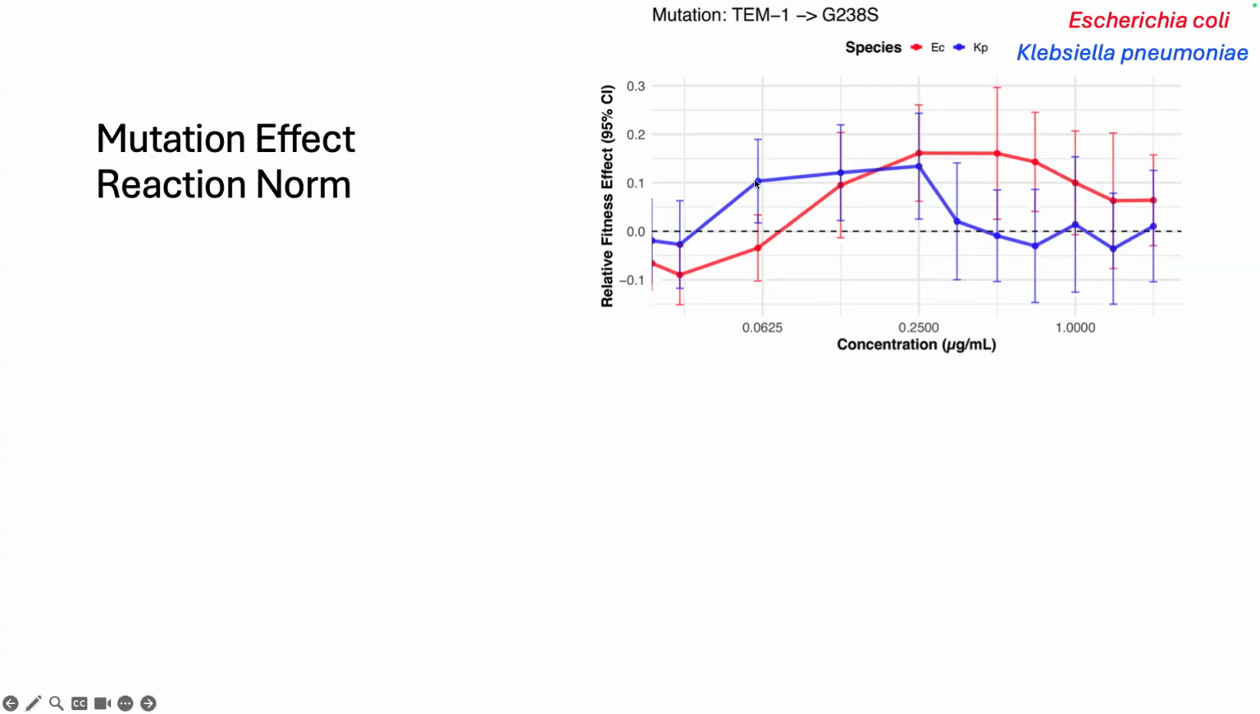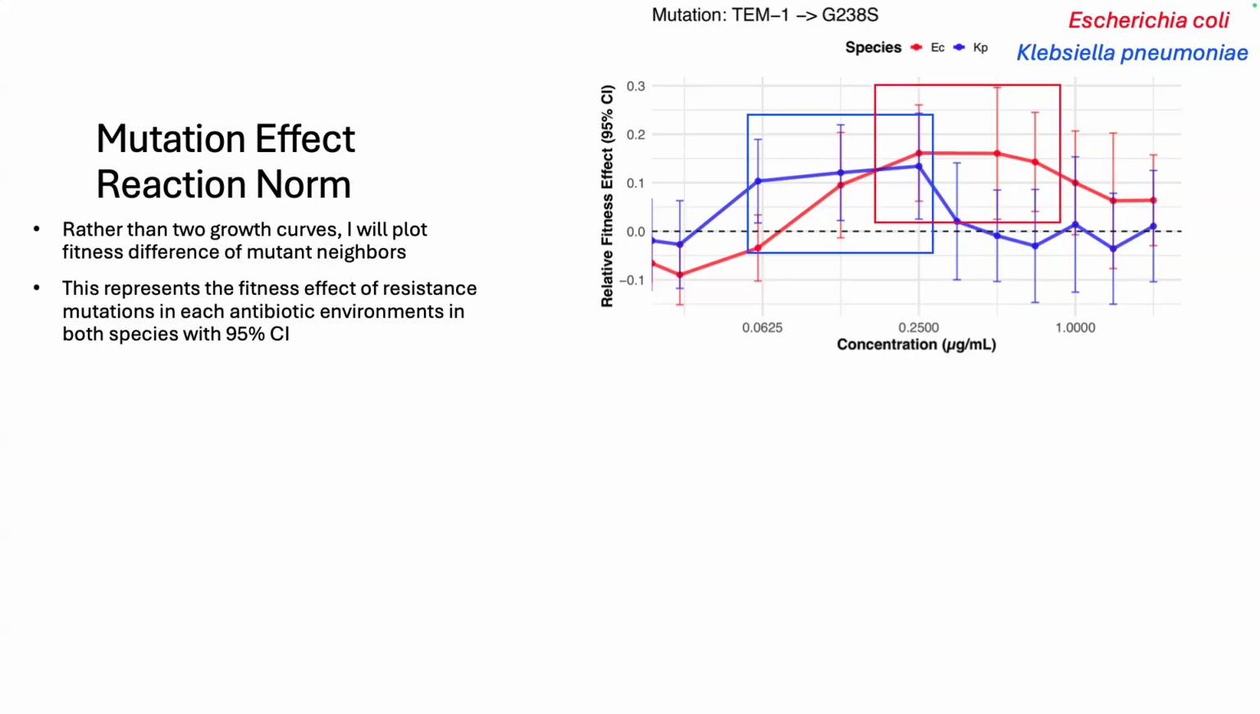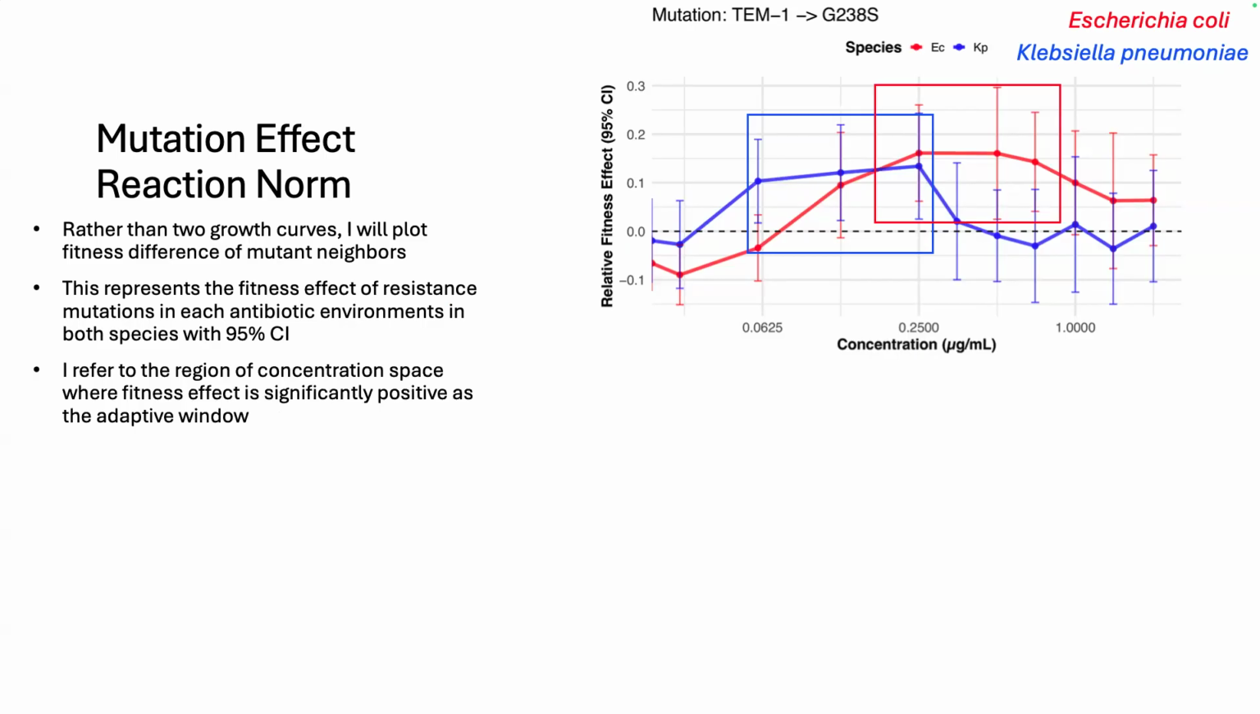Those for Klebsiella occur between 0.063 and about 0.25. On the other hand, E. coli, that's shifted a little bit higher into concentration space before a significant effect is realized. And that's just because of these intrinsic resistance differences between our two species. And again, I refer to the region of concentration space where the fitness effect is significantly positive as the adaptive window.